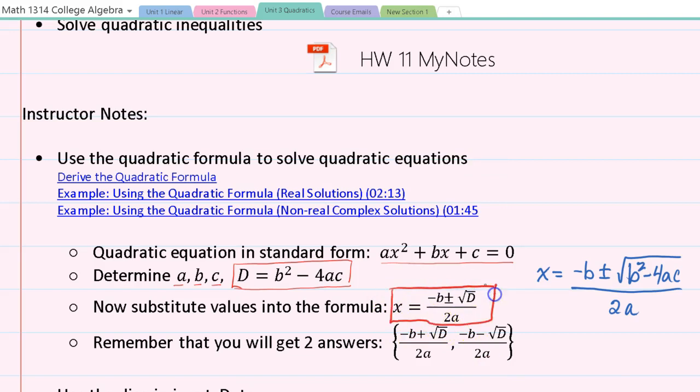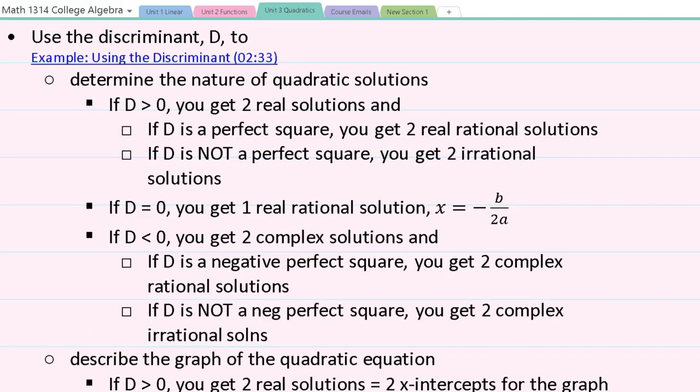I am not sure if my math lab will allow you to enter the plus or minus. In any case, note that you will get two answers depending on the value of D. Your answers are in the form of the solution set of negative b plus the square root of big D all over 2a and negative b minus the square root of big D all over 2a. I stated that your answers depend on big D, the discriminant.